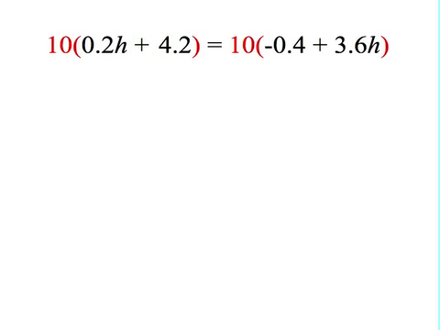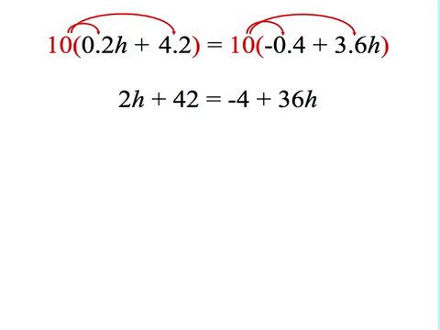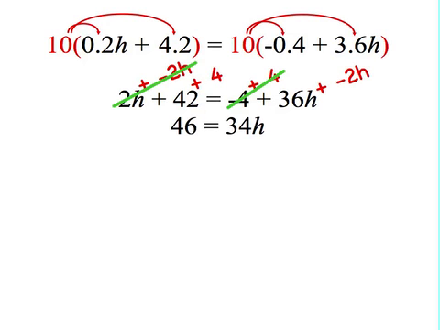I'm going to show the work, but the reason we do this is multiplication by 10 can often be done mentally. We just move the decimal one place to the right, as shown. Finishing the equation is similar to what we've done in past lessons. In this case, we add a negative 2h and a 4 to both sides. Mark out the opposites. We get 46 equals 34h. Divide both sides by 34.